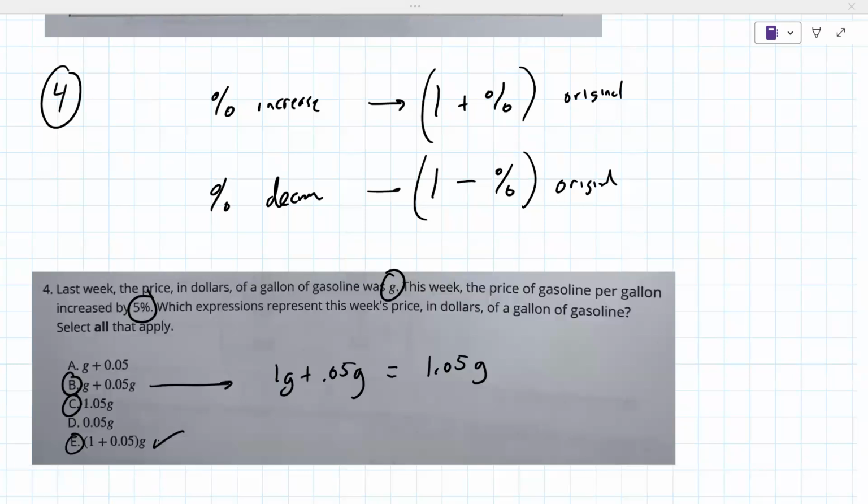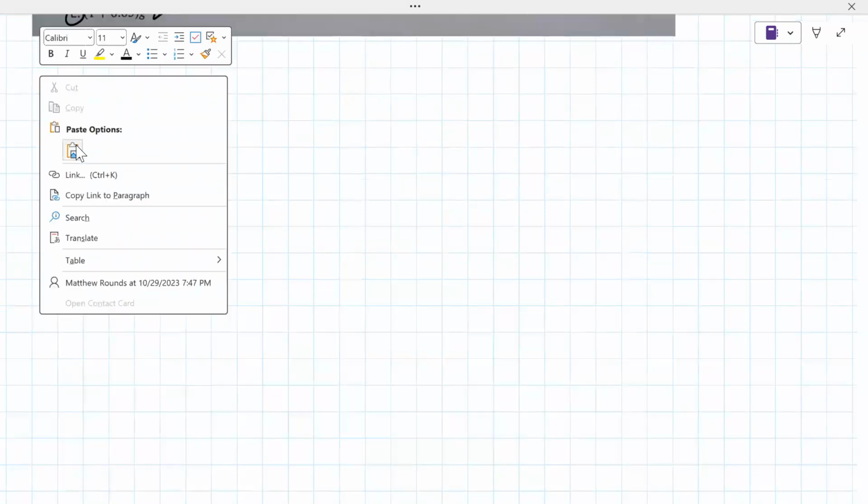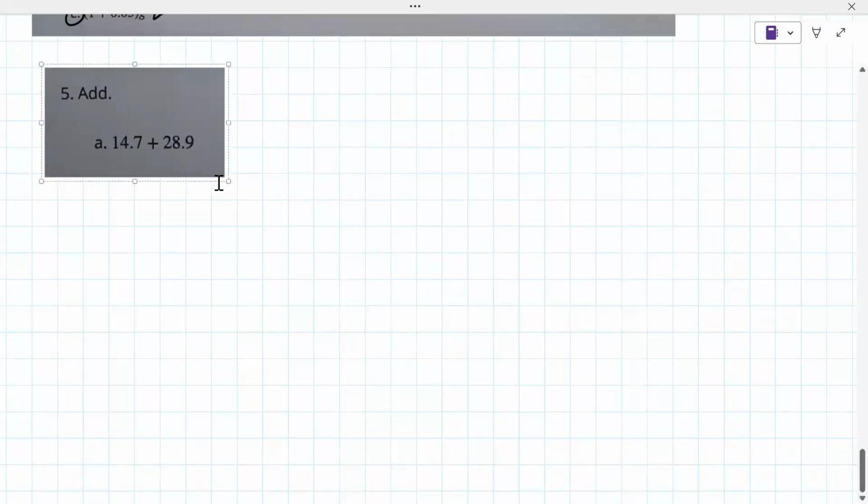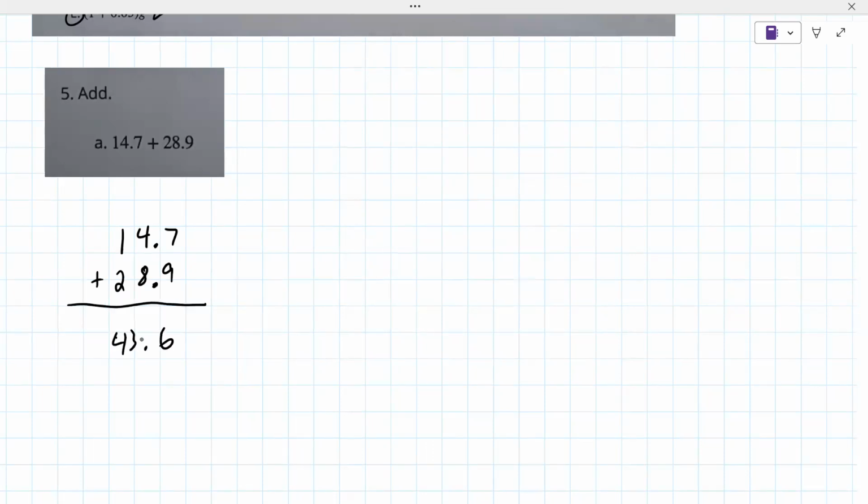5A. It'd be good to do this one by hand. If you don't want to, that's okay as well. But it's important to line up the decimal when you're adding or subtracting. However, I got 43.6. That is correct.